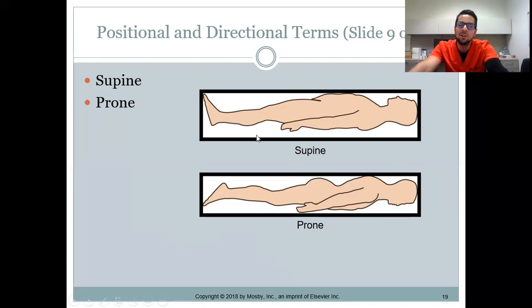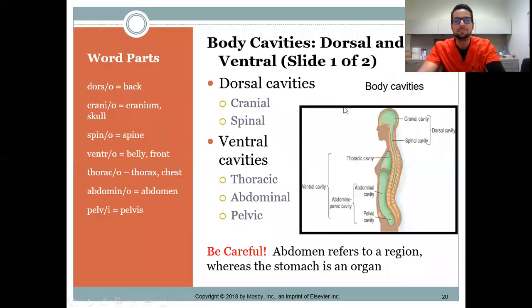Okay, so there are different types of positioning as well. I'll probably get to that in another tutoring video here, but do know these two positions, especially because when we're performing procedures on patients, whether it's surgery or whatever it may be, they have to be in a specific position. I am not going to do a breast augmentation if the patient's in the prone position. That just doesn't make sense. So the patient has to be in a supine position.